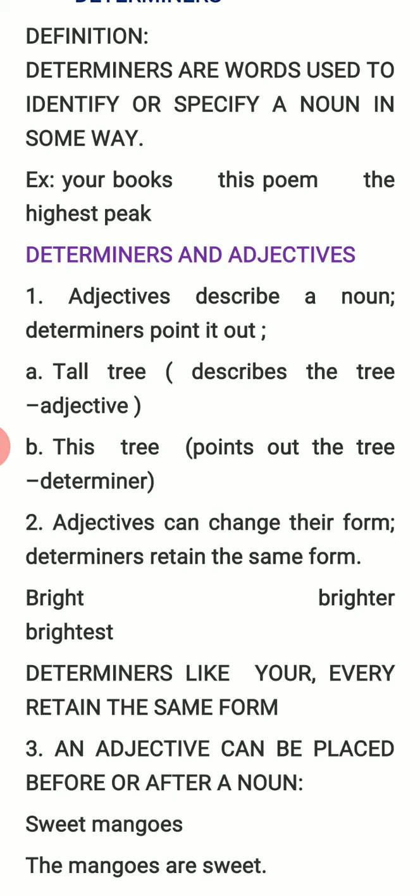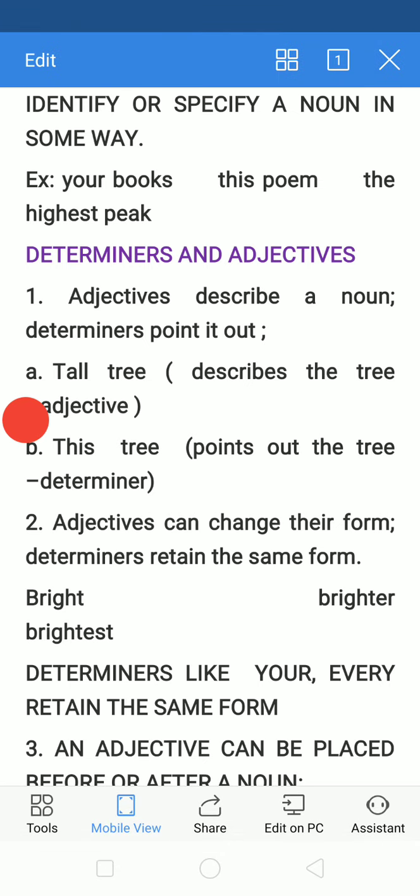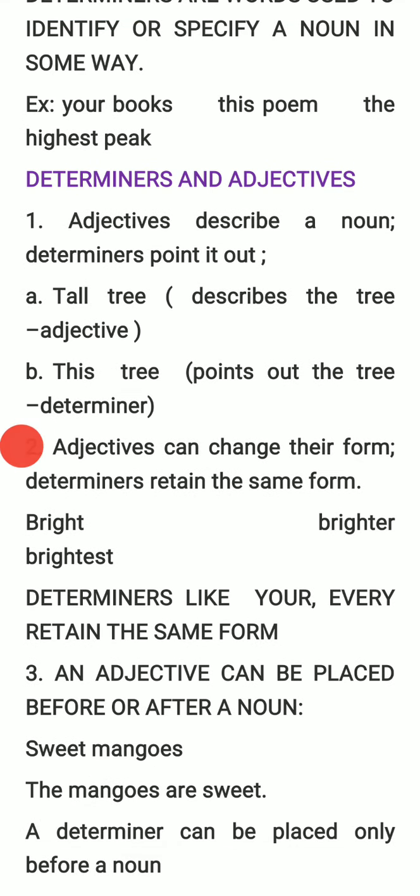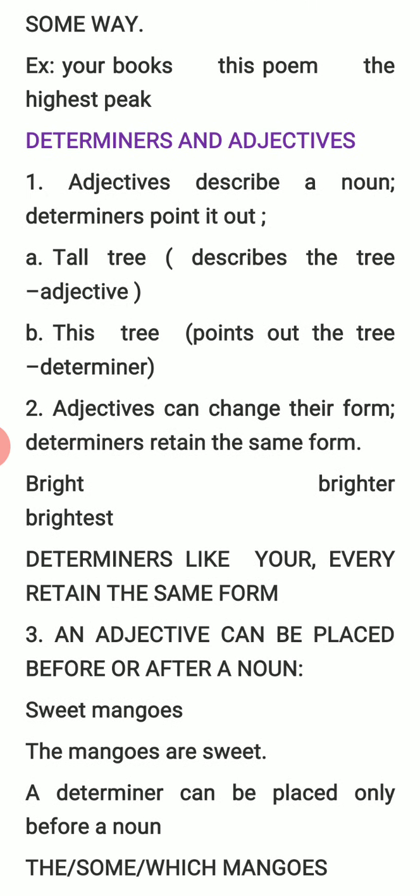Now the second condition. Adjectives can change their form, means it can change. But determiners retain the same form. It remains the same. Bright, brighter, brightest. Light, lighter, lightest. Some of the determiners are your, every, much. They remain the same. Okay.